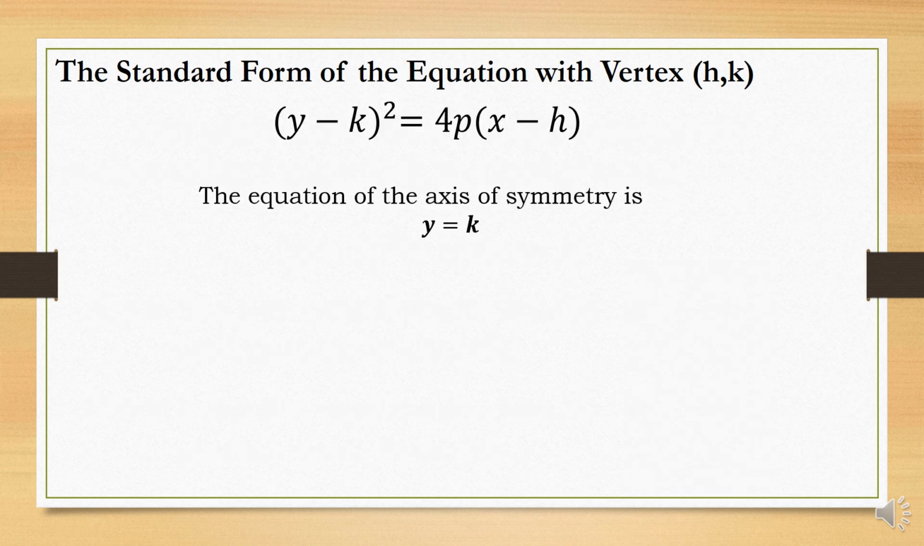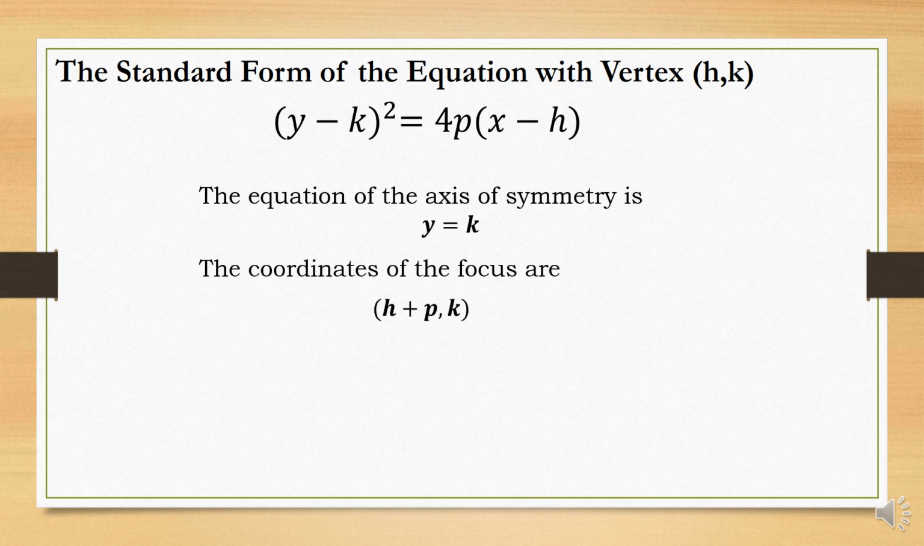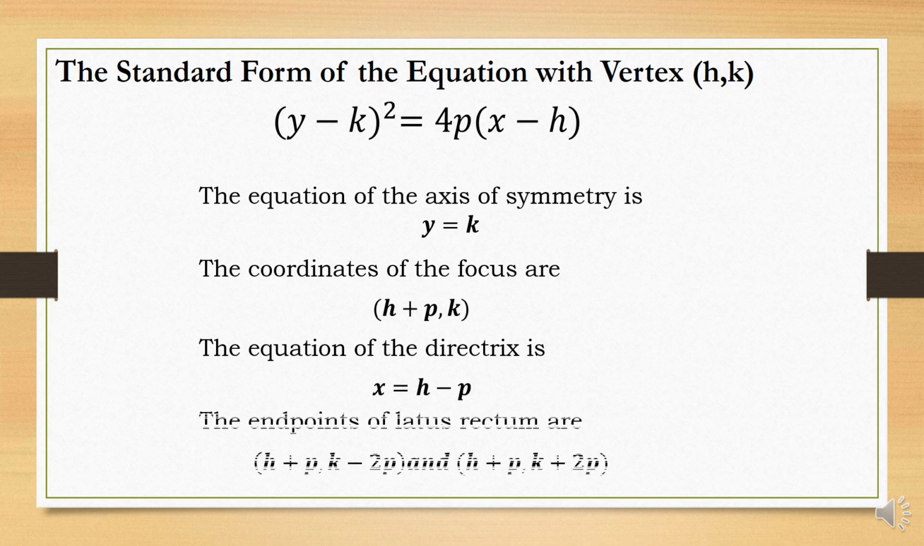The equation of the axis of symmetry is y is equal to k. The coordinates of the focus are h plus p and k. The equation of the directrix is x is equal to h minus p. The endpoints of the latus rectum are h plus p and k minus 2p, and h plus p and k plus 2p.